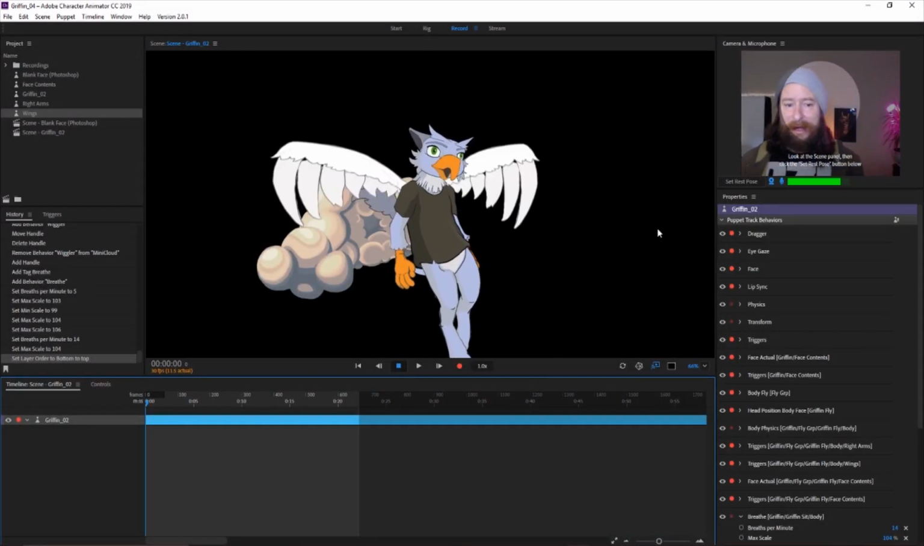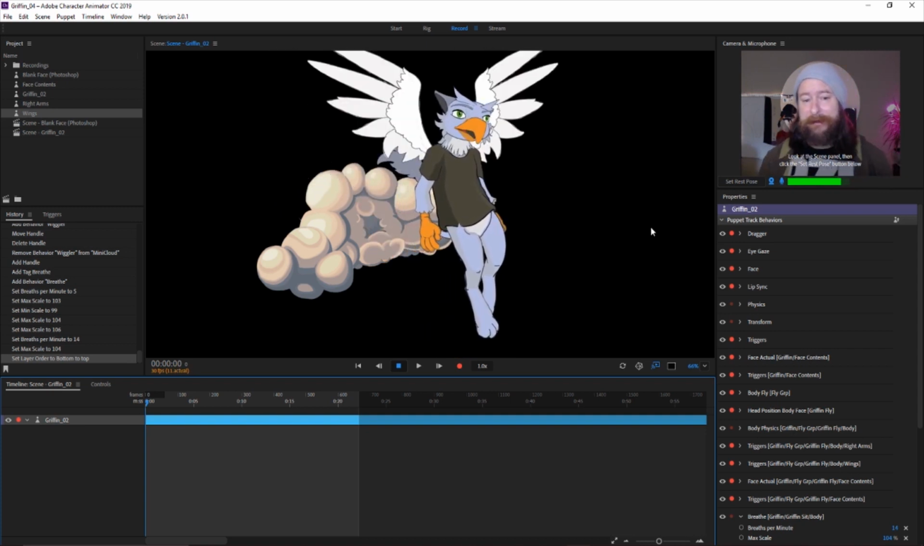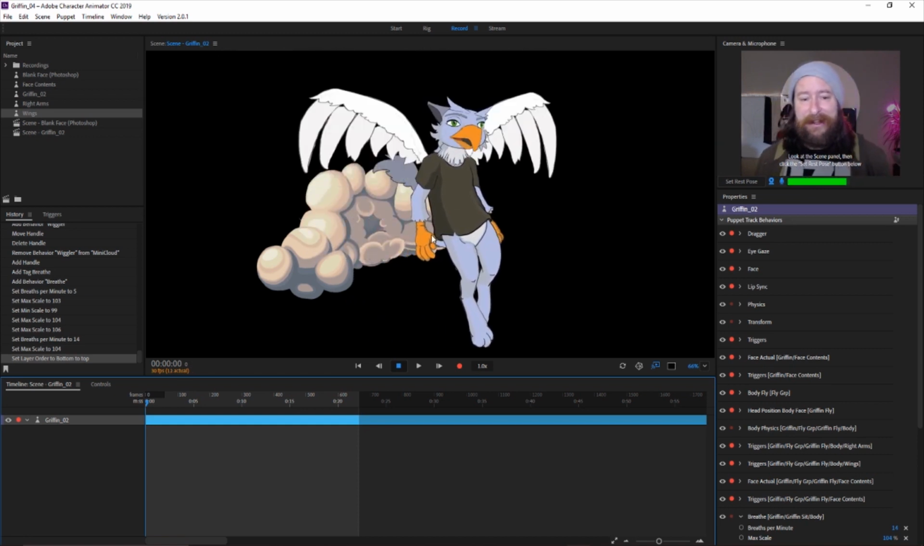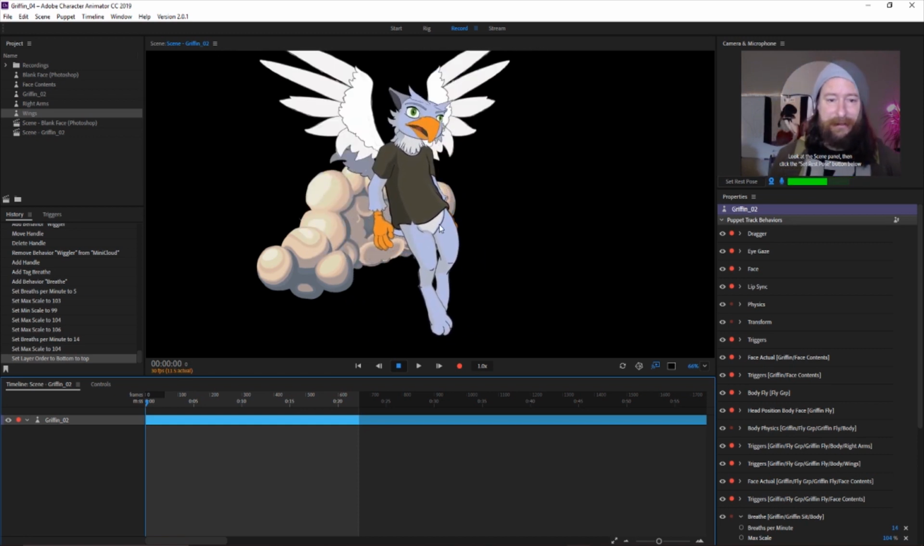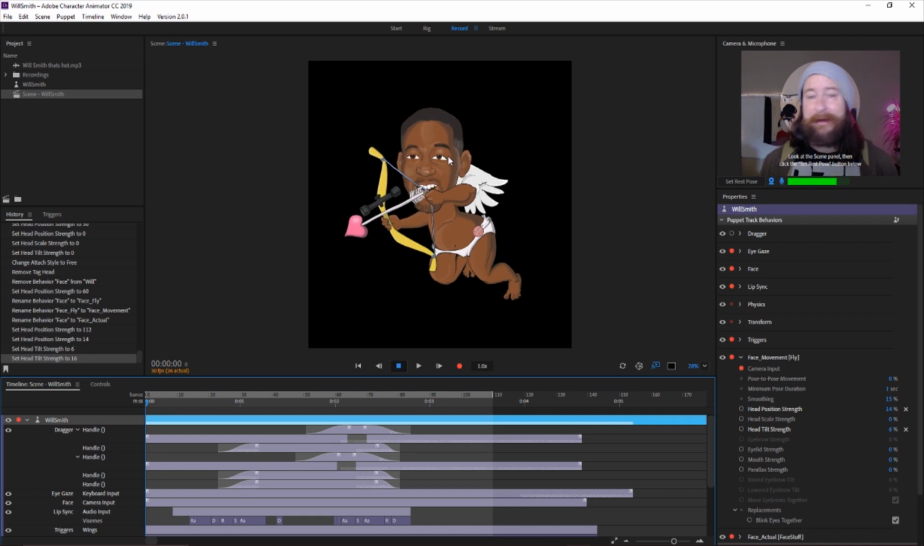So here we have Griff moving around. He's flying, he's blinking, he's raising his eyebrows, talking, flapping his wings. I got a little bit of physics here on this hand, so we get some dangle, all that kind of good stuff. And I can even transform his pose so that he'll go and sit down on a cloud, which makes it a little bit easier to keep him under control if I'm really jumping around playing Call of Duty or something. So here's the thing about Adobe Character Animator.